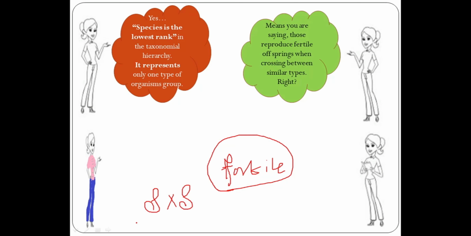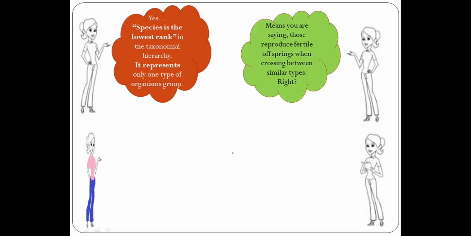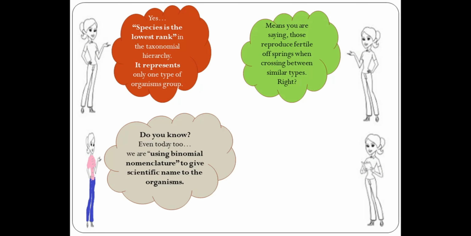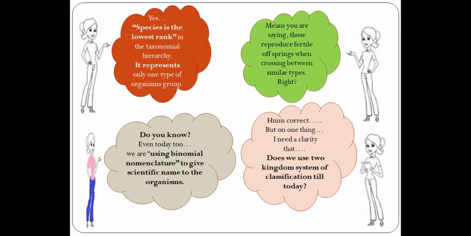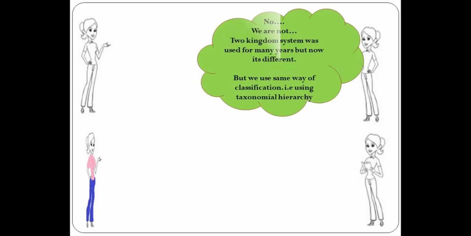So here a species is nothing but a group of organisms that show similar characters and can cross and reproduce fertile offspring. Okay, right. So next, I have to discard these to see neatly whatever further is remaining. Are we using this binomial nomenclature till today? Yes, we are using. Then are we using the two kingdom classification system? No, we are not using the two kingdom classification system.